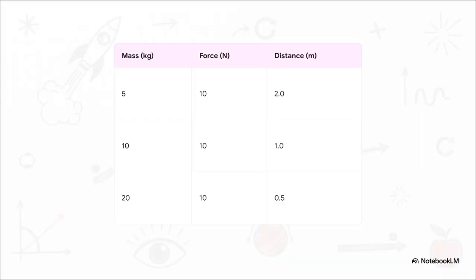Let's look at the actual numbers from the relationship we're testing. We applied exactly 10 newtons of force to each box. We kept that force constant to guarantee a fair test. Well, when we pushed the 5-kilogram box, it moved a solid 2 meters. But then we doubled the mass to 10 kilograms, and it only moved 1 meter. Doubling it again to a hefty 20 kilograms, it barely made it 0.5 meters. This data right here clearly shows how the mass of the object totally changes the distance it travels.